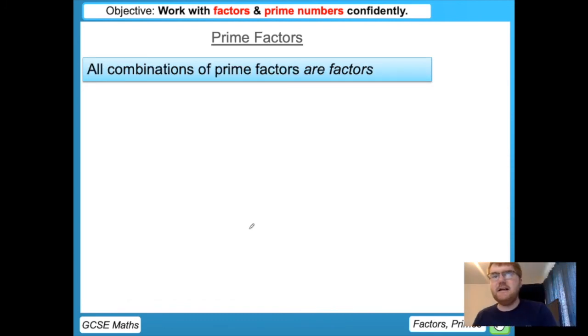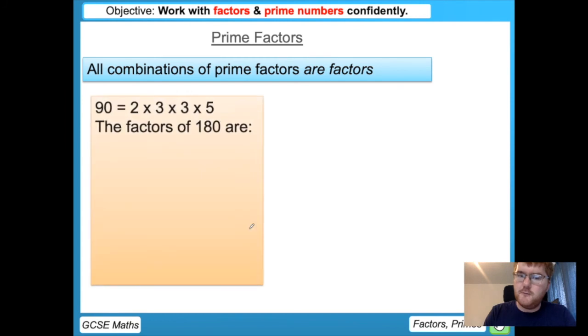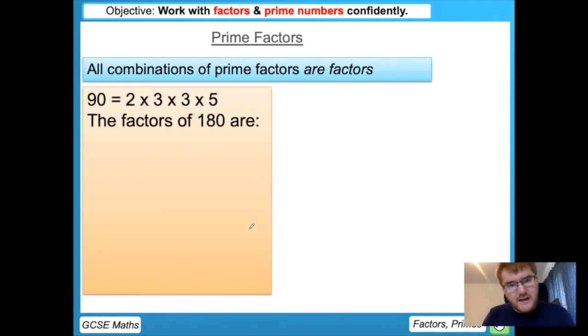Right, last slide to talk about today. So all combinations of prime factors are factors themselves. And this is something that often gets overlooked. So let's take 90, for example. It's a nice number that we've talked about before. So we want to find out the factors of 180.